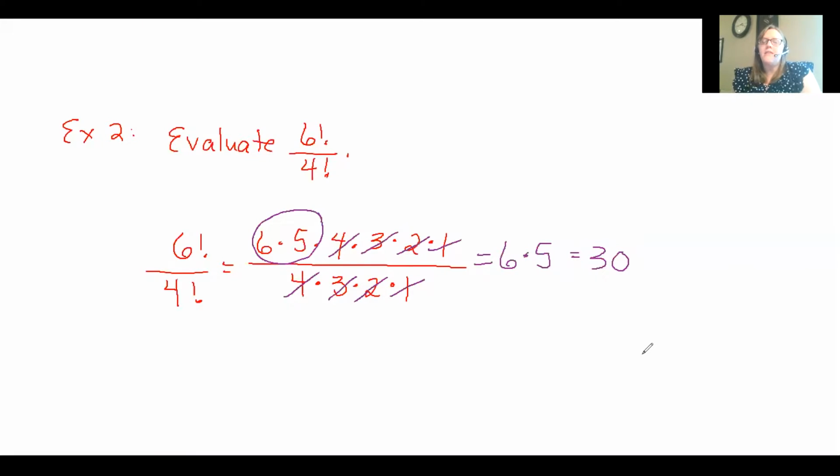Okay, so now that you've seen how to do factorials, we're going to talk about a way to determine how many different ways that a certain set can be arranged. The best way to do that is just by showing you an example.